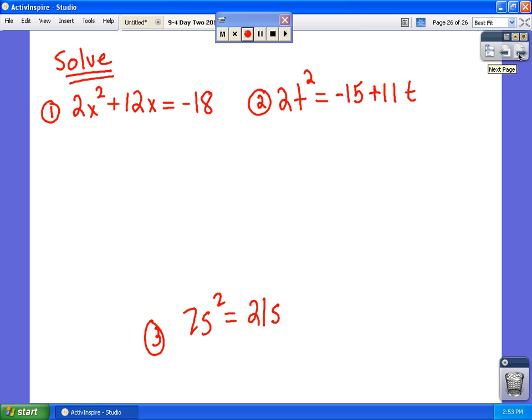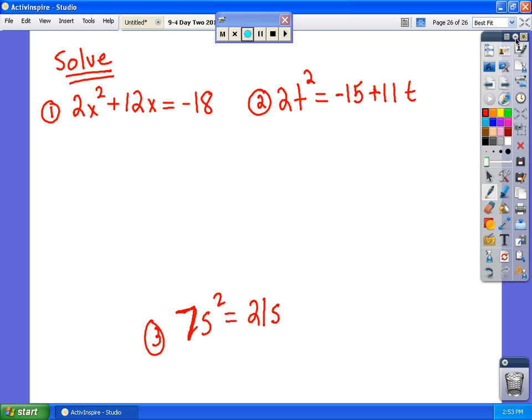Alright, so for these 3 problems, I want you to pause the video. That's a 7 right there, down here, don't forget this guy. And I want you to do these problems and try to solve for x. Pause it, and then when you are done, just hit play and we'll go through them.